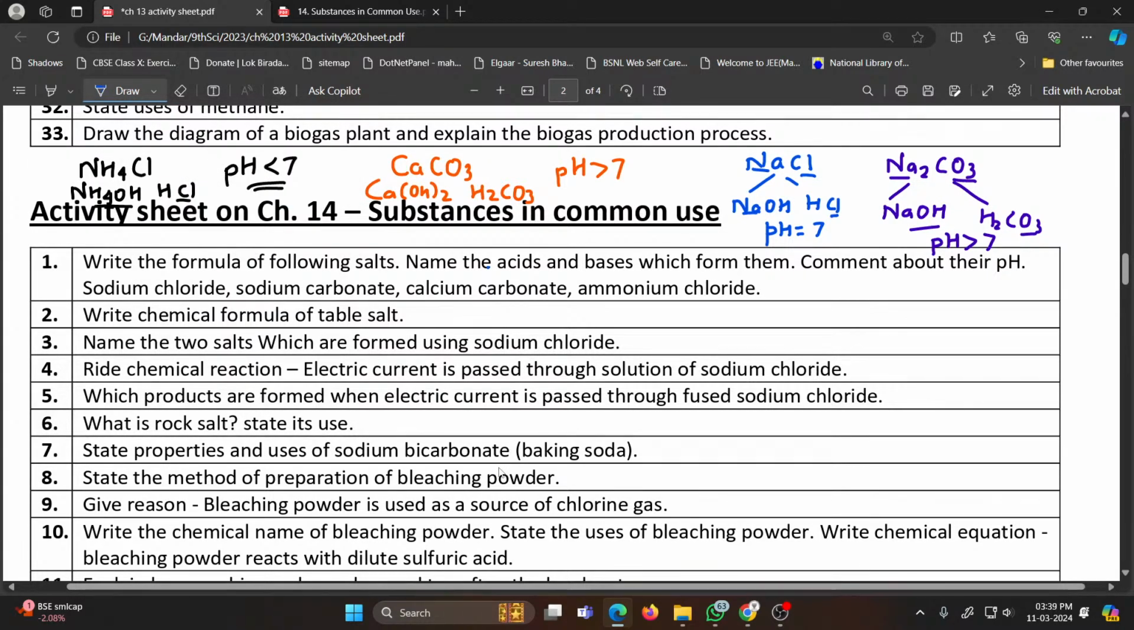Write the chemical formula of table salt. Chemical formula of table salt is NaCl. Name two salts which are formed using sodium chloride.